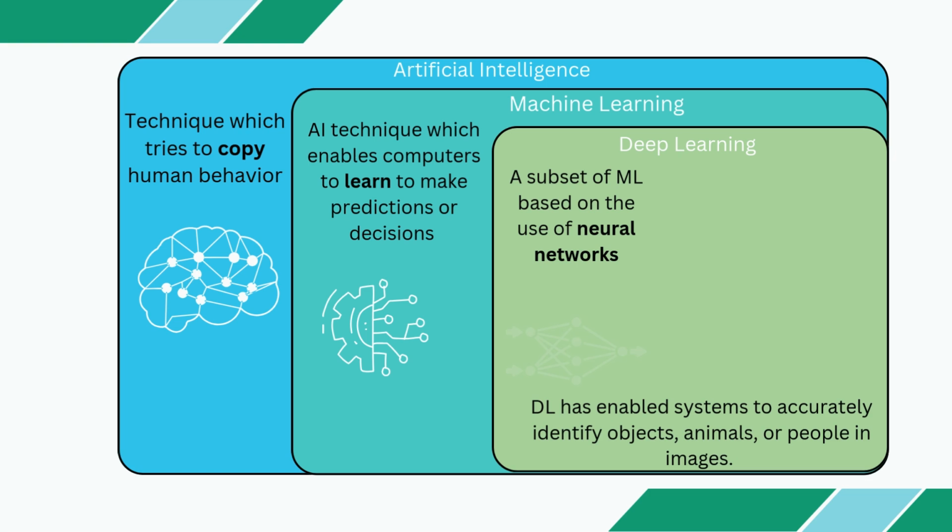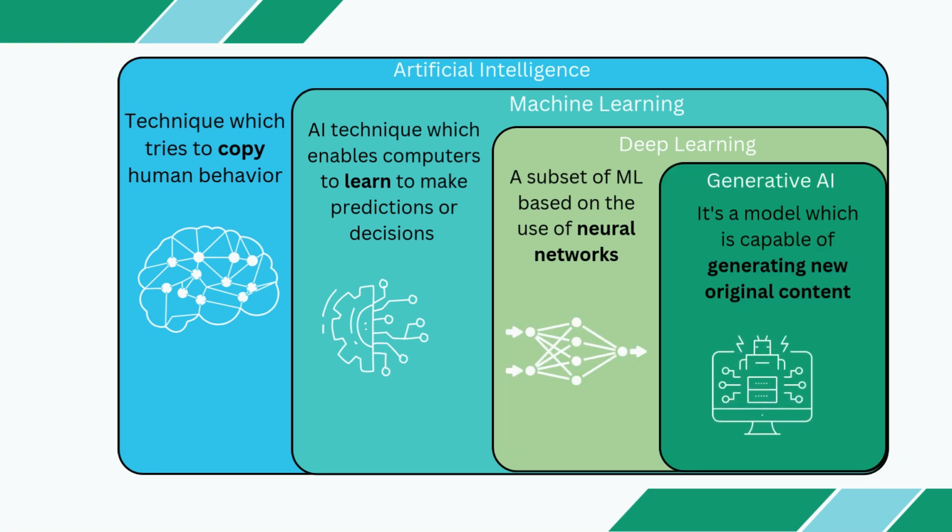Moving forward, the next one is the latest in the AI world, which is generative AI. It is an advanced subset of deep learning that involves creating models capable of generating new and original content. The most important aspect here is generating new and original content. These models can create images, text, music, and even videos.